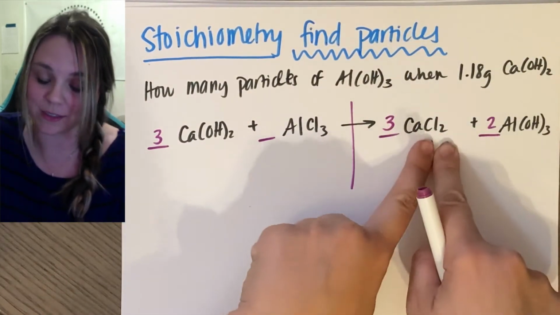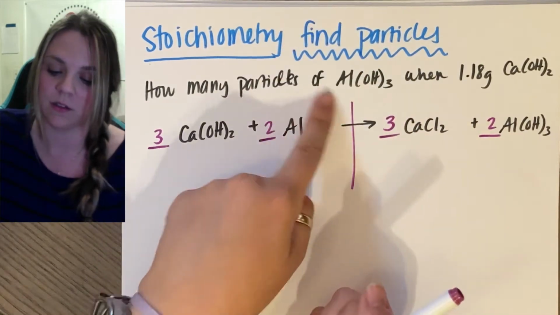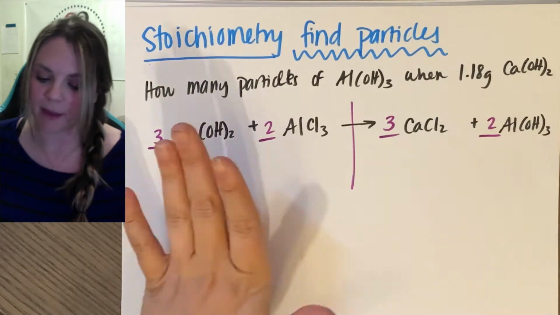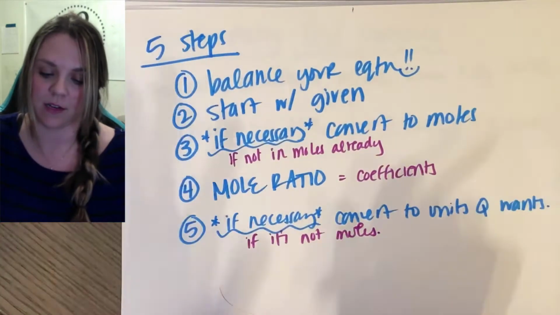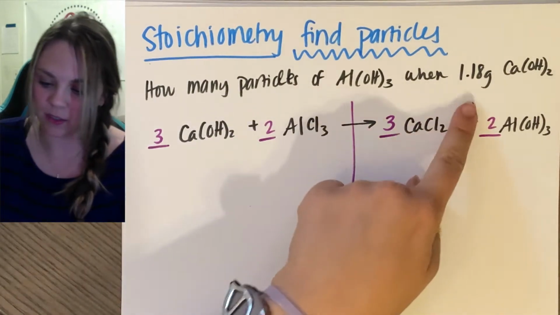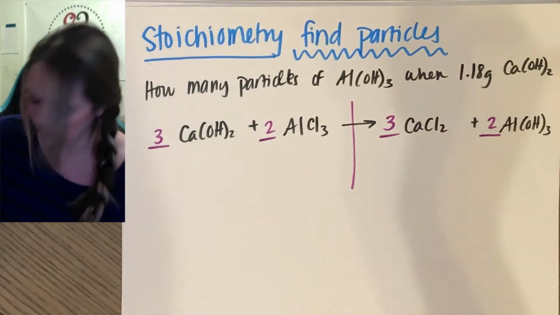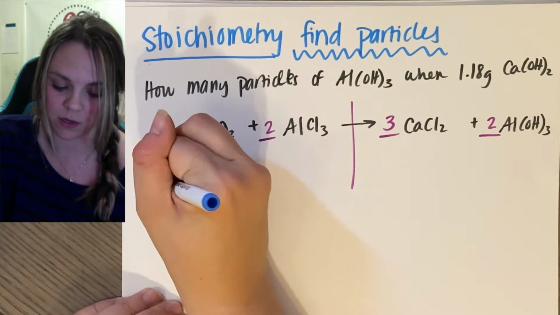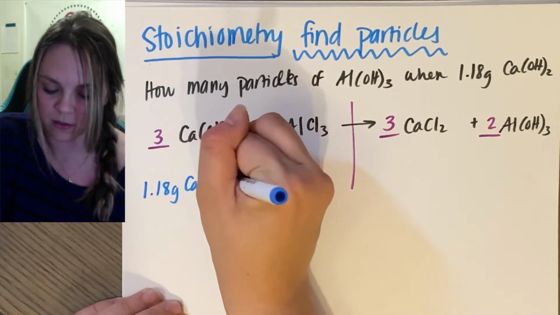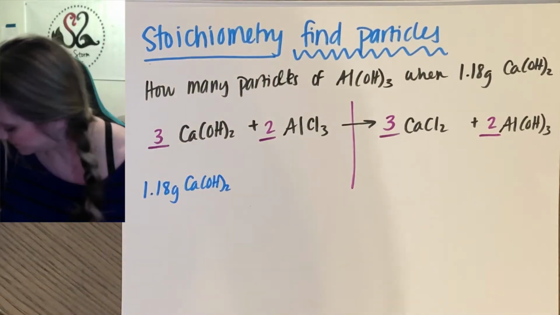Now I have 6 chlorines, 6 chlorines, 2 aluminums. So I balanced my equation. Now I start with my given. My given was 1.18 grams of calcium hydroxide.